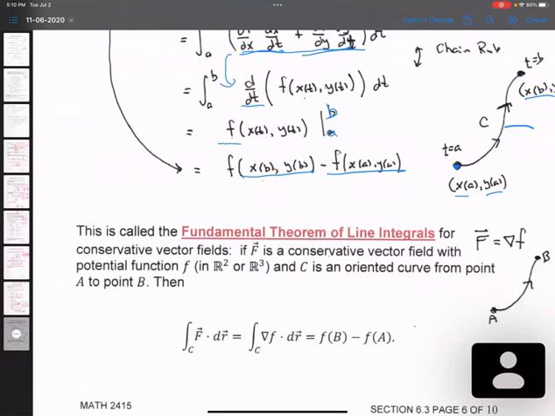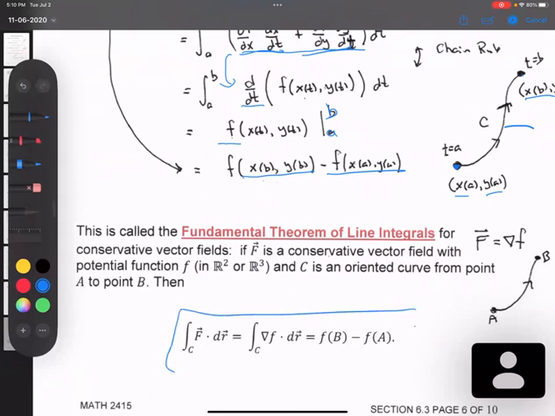So this is called the fundamental theorem of line integrals for conservative vector fields. If F is a conservative vector field with potential function f and C is an oriented curve from point A to point B, then we get this. Okay, so this is another formula.